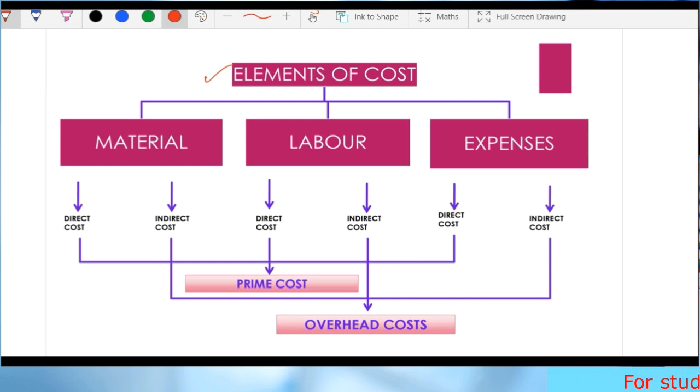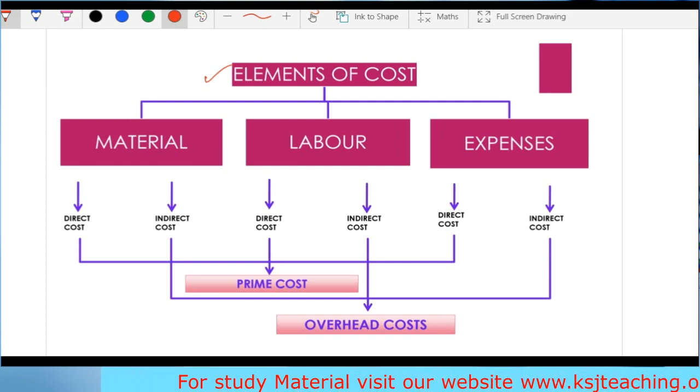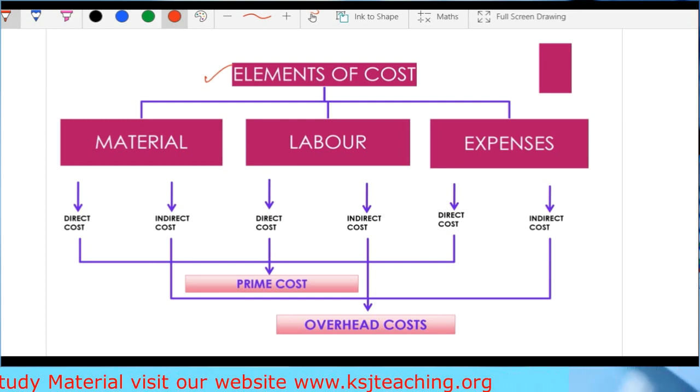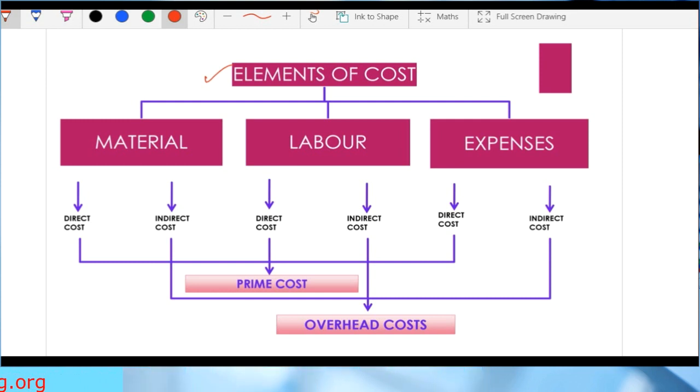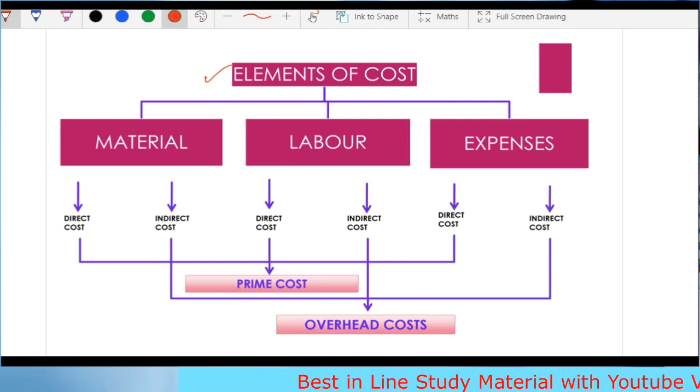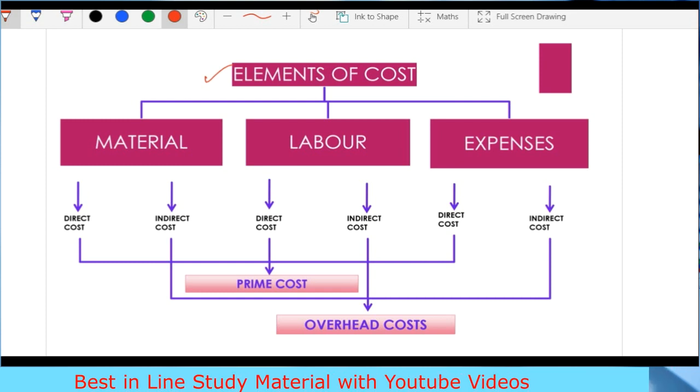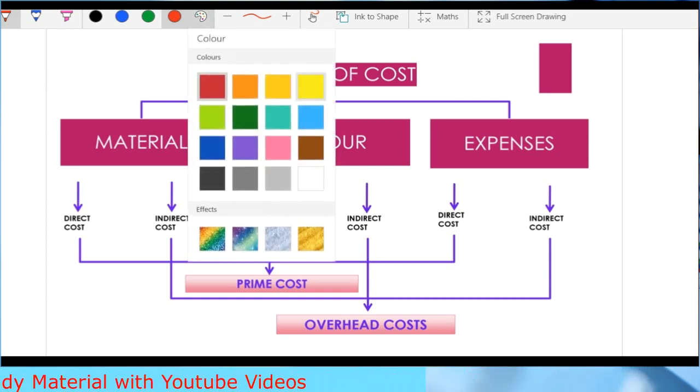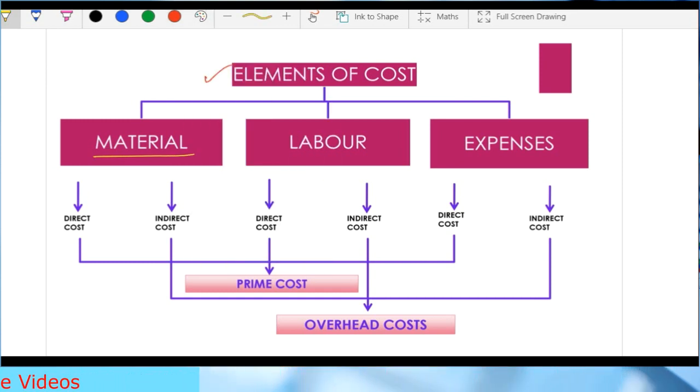Now, just tell me one thing. The material is not there, the bricks are not there, the cement is not there. Can the labor start with the construction of the house? No, sir. Without material, how can they start? So first and foremost, the most important thing for anything to start is the material. That's why I have written the first element, material. This is the first element of cost. Without material, you cannot start with the construction of a house.